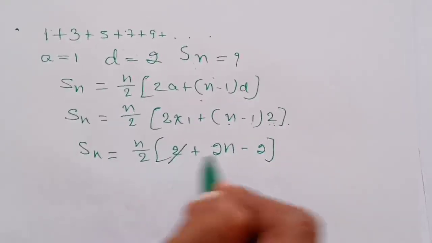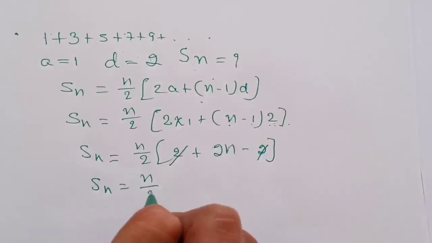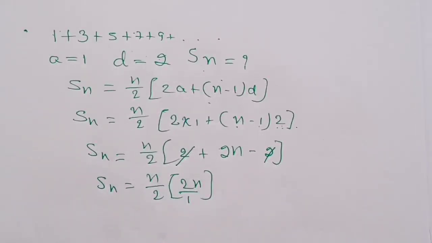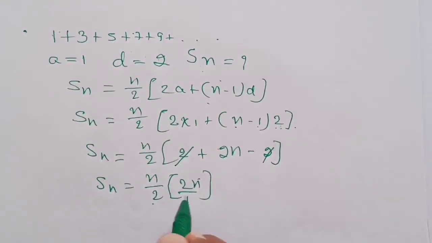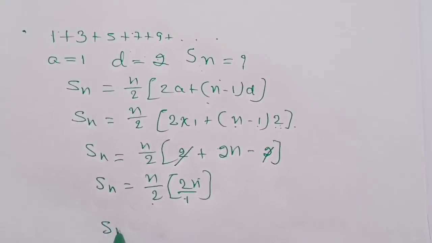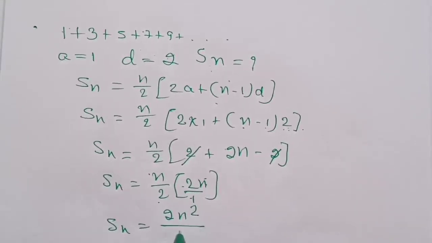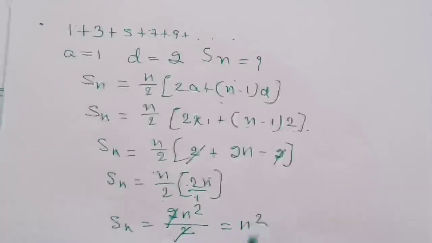Now here plus 2 minus 2 get cancelled. So therefore Sn equals n by 2 into 2n. Nothing is there means in the denominator 1 will be there. So multiply numerator to the numerator, denominator to the denominator. Sn equals 2n into n is 2n square by 2. So now 2 get cancelled. The answer will be n square.